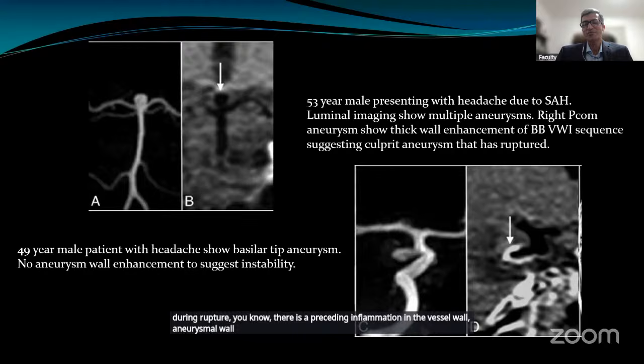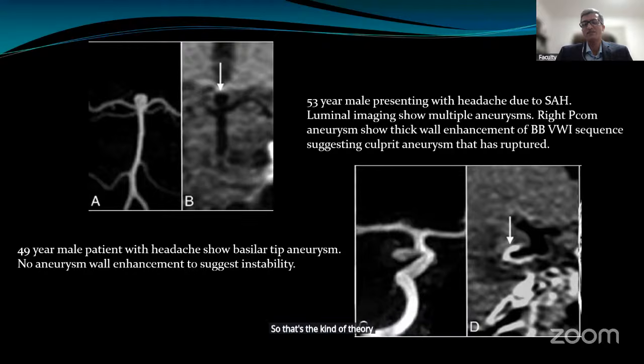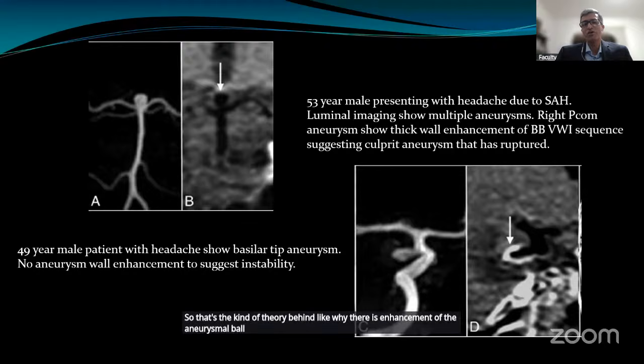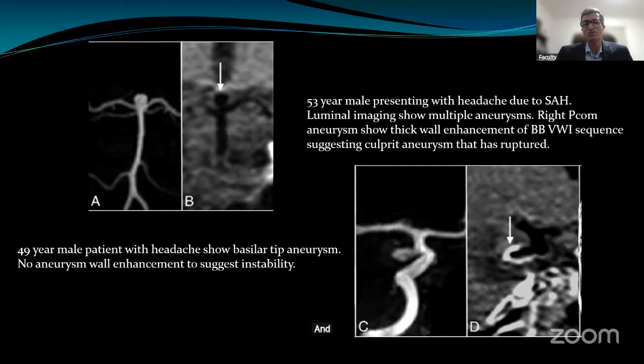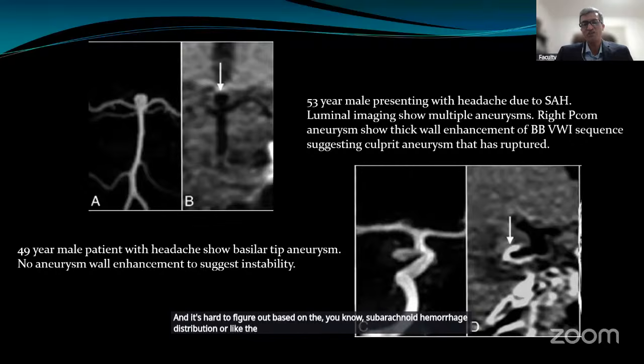So that's the kind of theory behind why there is enhancement of the aneurysmal wall when they are unstable or when they have ruptured. That helps in identifying the culprit aneurysm, especially in patients presenting with subarachnoid hemorrhage and multifocal aneurysms, when it's hard to figure out based on the subarachnoid hemorrhage distribution or the shape or configuration of the aneurysm.